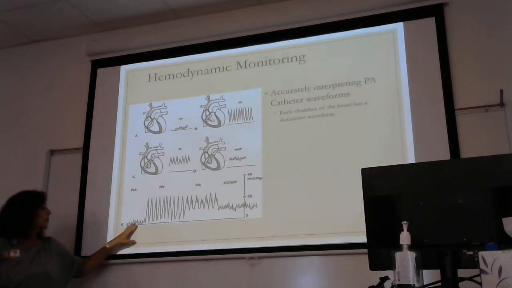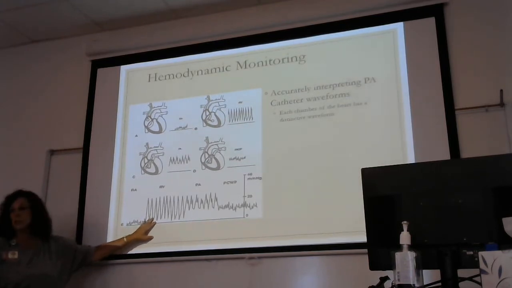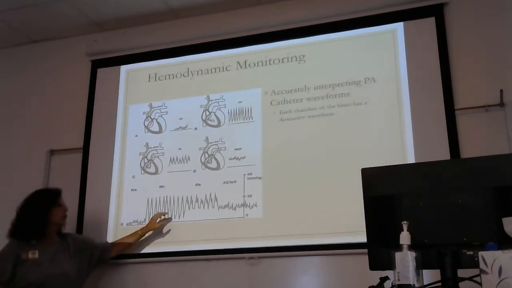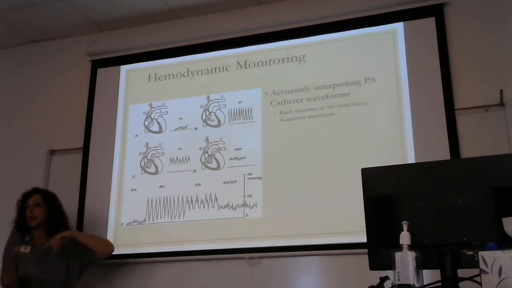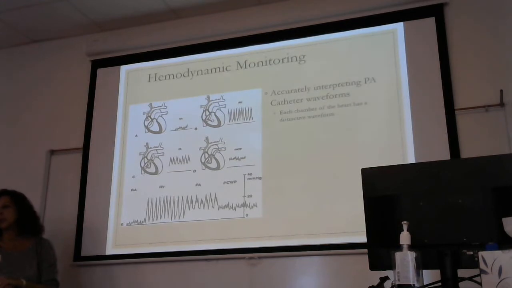So as the catheter entered the right atrium, we would have a real dampened waveform. As it entered the right ventricle, we would have a very distinct waveform. Do not confuse this with a rhythm. This is not a rhythm, okay? Not at all. And then as it went to the pulmonary artery where it was supposed to be, it would have a very specific pattern with what we call a dicrotic notch. Dicrotic notch. You do need to know that.